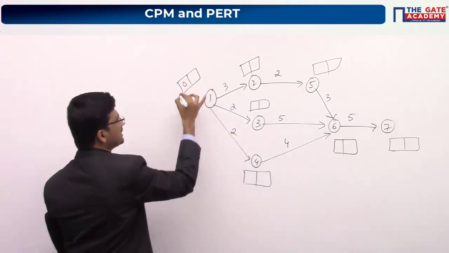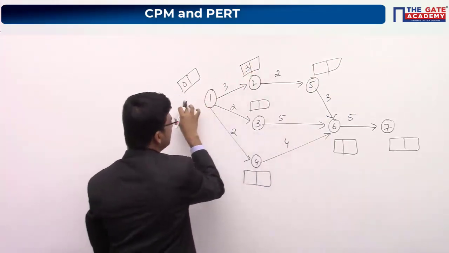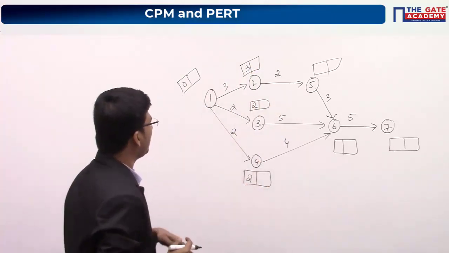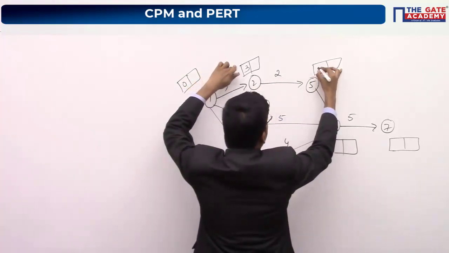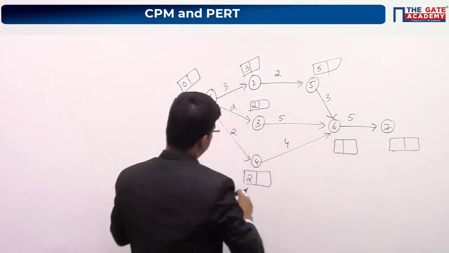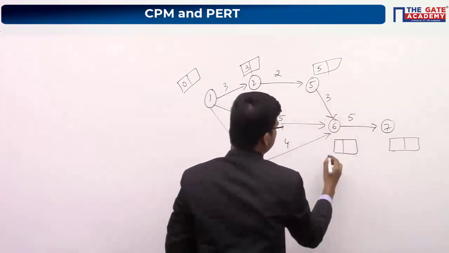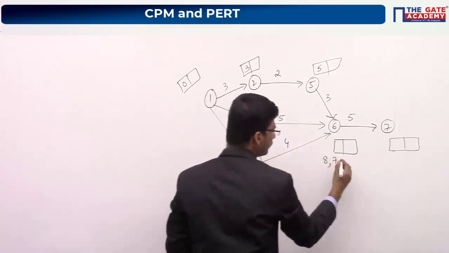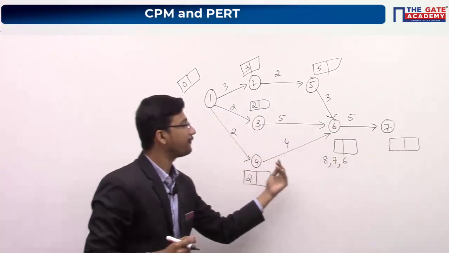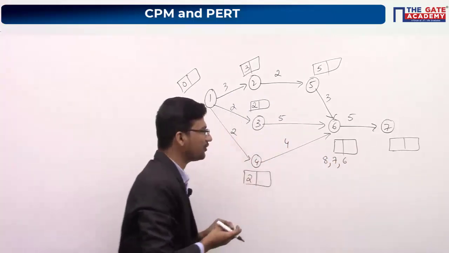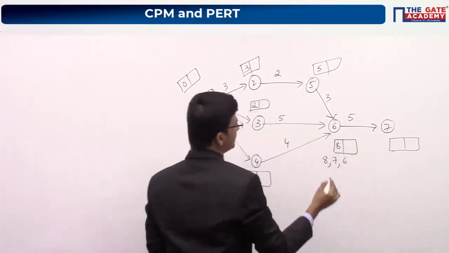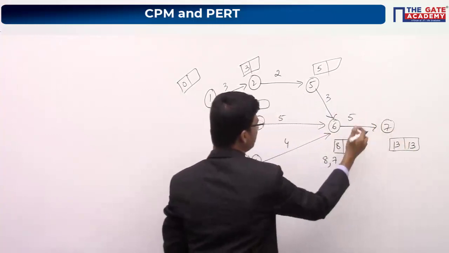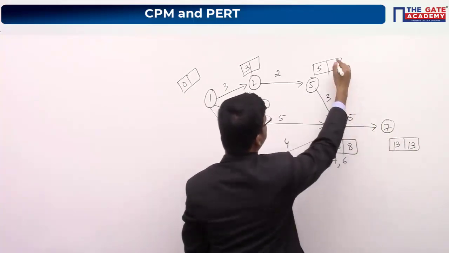So at time t equal to 0 I am starting. 0 plus 3 it will be 3 and 0 plus 2 it will be 2. 0 plus 2 again it is 2. Now 3 plus 2 it will be 5, and from here it will be 5 plus 3. You can write 8 here, or else 2 plus 5, 7, or else 2 plus 4, 6. It is the forward pass rule: addition, and you have to take the maximum value. Maximum is 8. So 8 plus 5 it will be 13. Again you have to write 13 here because slack should be 0. 13 minus 5 it will be 8. 8 minus 3 it is 5.